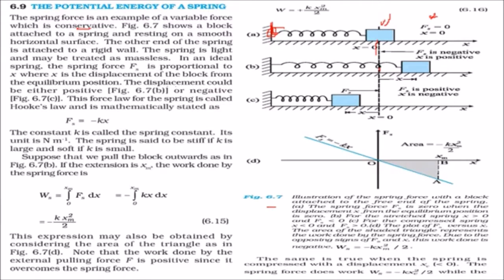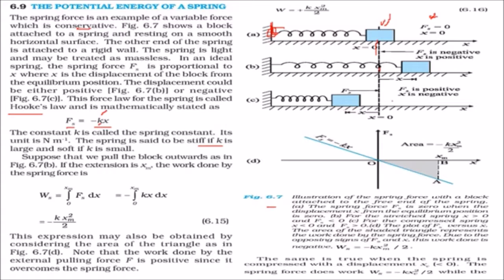The force of the spring is given by Hooke's law, and we mathematically state it like this: Fs is equal to minus kx. What is this k? k is called the spring constant, and the unit is Newton per meter. The spring is said to be stiff if k is large, and soft if k is small. It all depends on k.